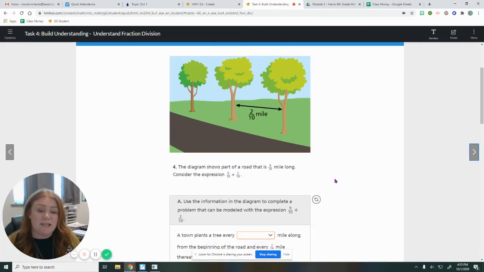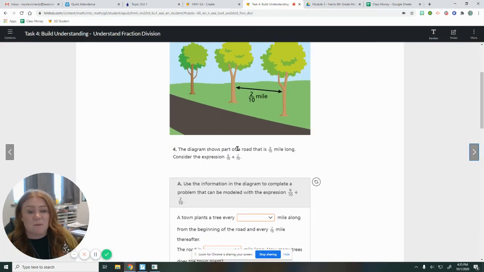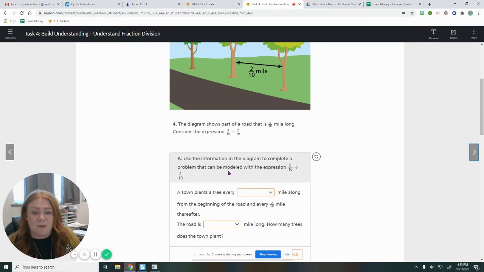Okay, task 4 today, last one. So we have this road that is 9/10 of a mile long. So that's our total. The whole road is 9/10 long. So consider 9/10 is the whole entire thing, and we're dividing it by groups of 2/10. So using that information, let's complete a story problem here.